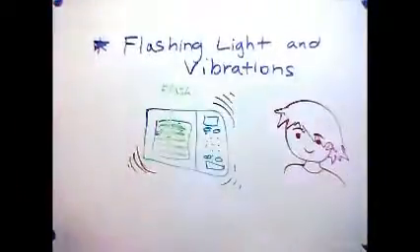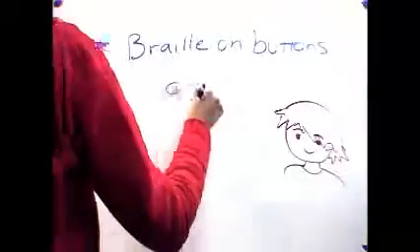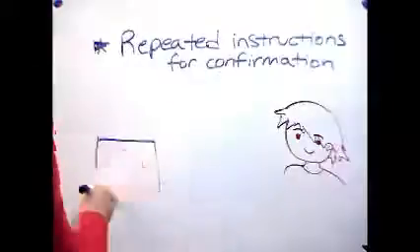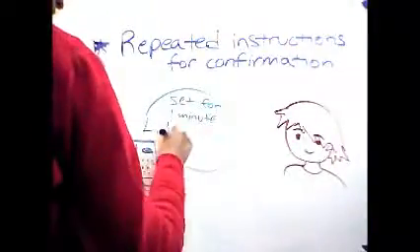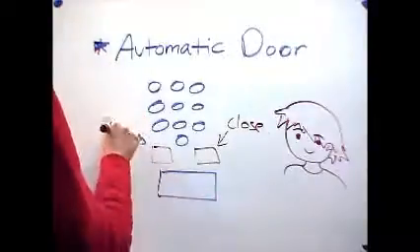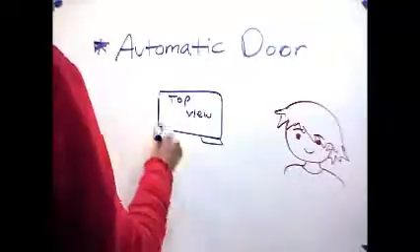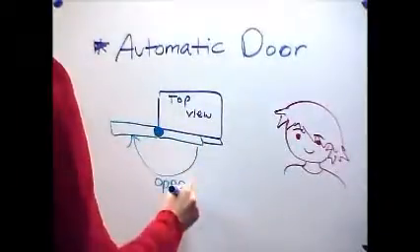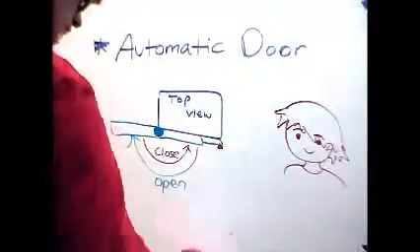Let's do a quick review. When the microwave completes a task, it flashes its inner light repetitively and sends out pulsing vibrations. On the buttons, we would put Braille. When you press buttons, the instructions you give the microwave will be repeated back to you for confirmation. There will be open and close buttons on the microwave panel that will automatically open and close the microwave door. The microwave door is designed to open at a 180-degree angle automatically upon opening and closing.